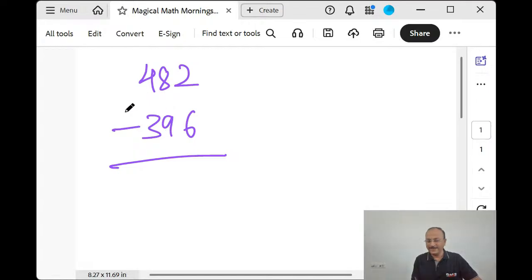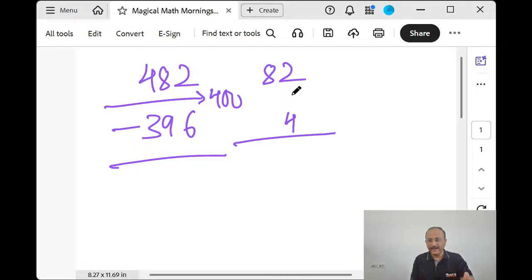The 100 between them is 400. So I'm explaining because some people said you couldn't understand. We'll take the 100 between these two, which is 400. In mind itself, we are going to find out the above number, how much it is more than 400? It is 82 more than 400. How much is this number less than 400? It is 4. 82 plus 4, if we add these two, we are going to get the answer as 86.